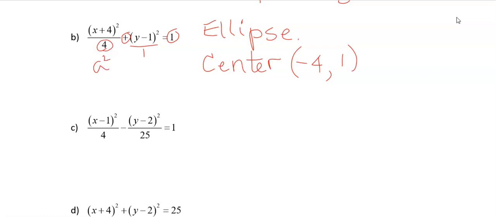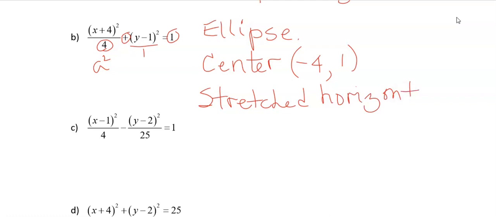And so this one would be stretched horizontally. All right, so that one is stretched out horizontally. Or if you want, elongated horizontally, whichever way you want to say that. So let's look at C. What do we have there in C?